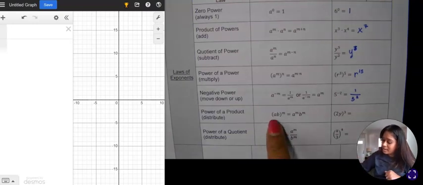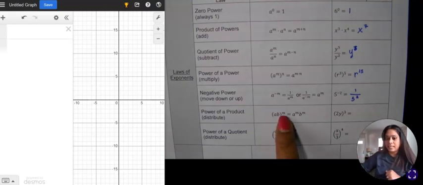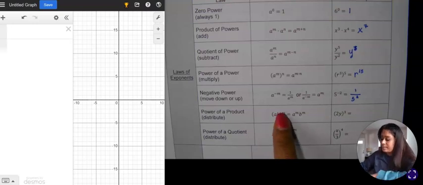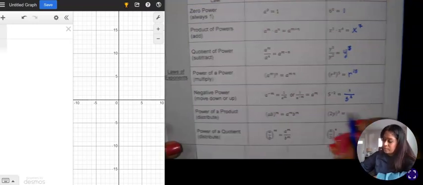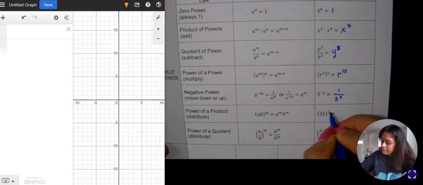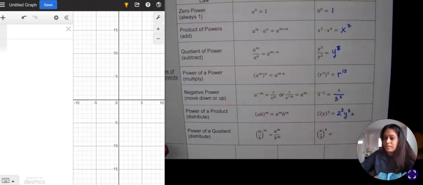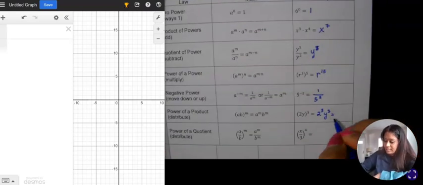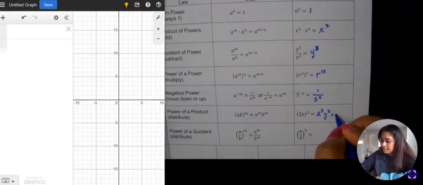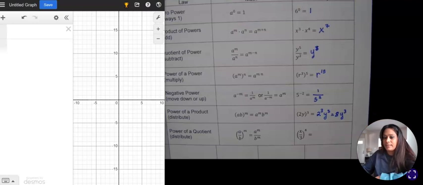And then here, when you have two things raised to the power, so if you see parentheses raised to a power, you pretty much distribute the power. So for example, you have here 2 to the third power, and then y to the third power. So you have 2 to the third power, which is 8. 2 times 2 is 4. 4 times 2 is 8. And then you just bring this over.